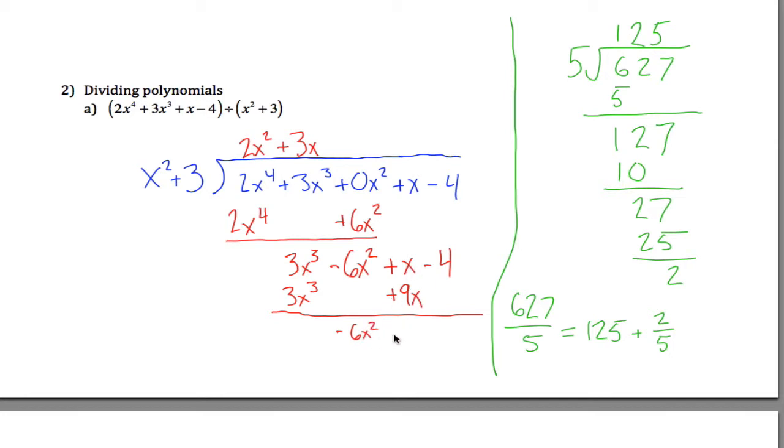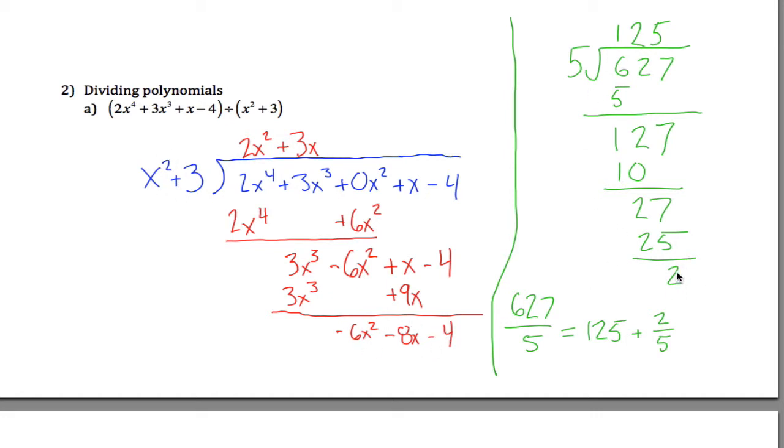1x minus 9x is negative 8x. Again, be careful with the sign there. That'd be easy to write, I don't know, positive 10x here maybe. And then negative 4 minus nothing here. And then repeat. Continue to repeat until you can't put any of these in this thing.